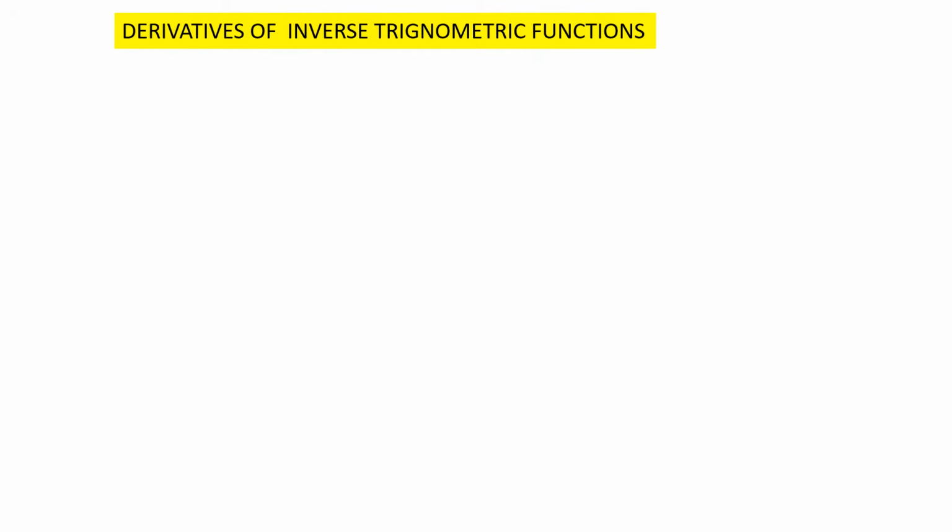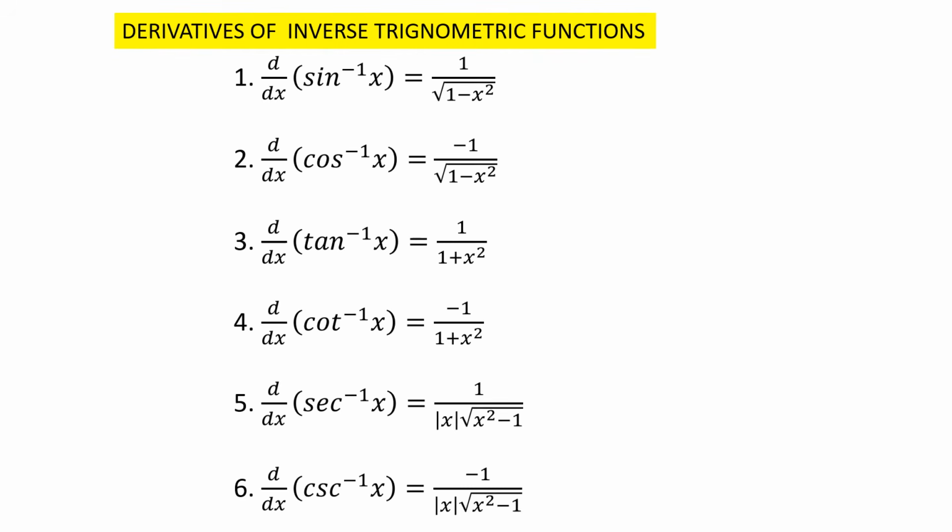The next one, derivatives of inverse trigonometric functions. Like trigonometric functions, here also there are 6 formulas. So the derivative of sine inverse of x will give you this. Derivative of cosine inverse of x will give you this. And this is tan inverse of x, cot inverse of x, secant inverse of x, cosecant inverse of x. So you need to remember these formulas.